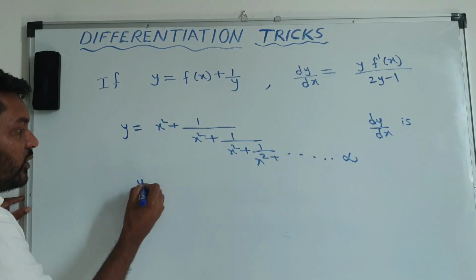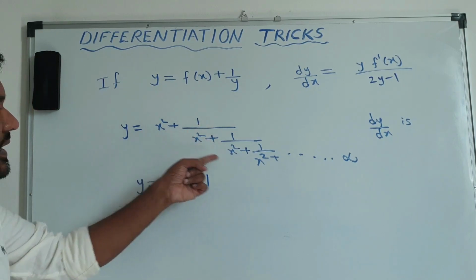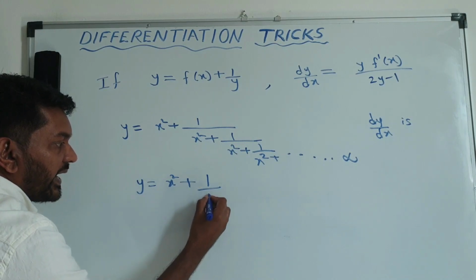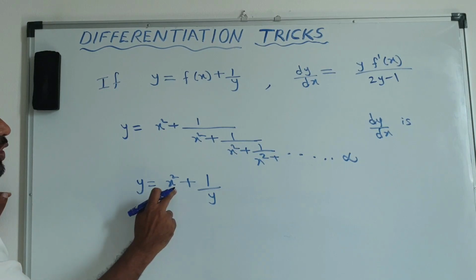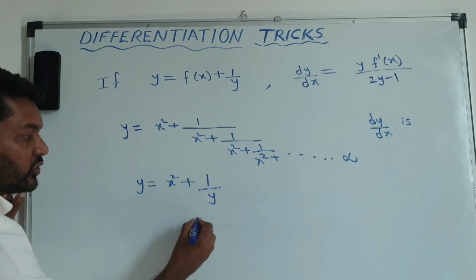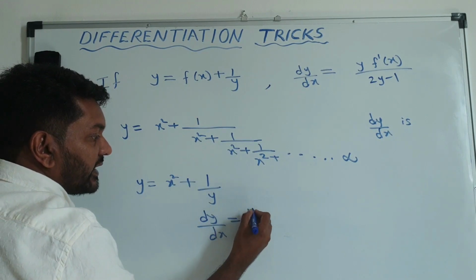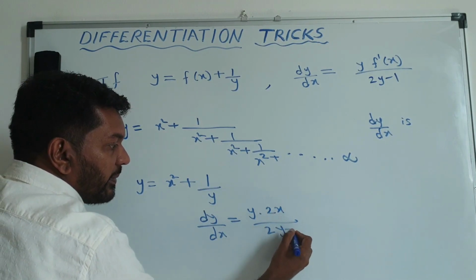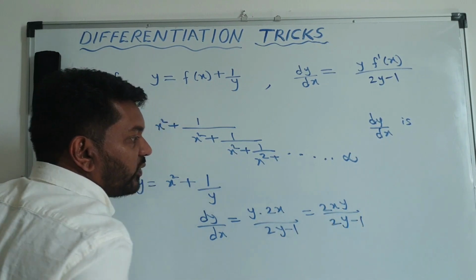This I can write as y equals x square plus 1 divided by, look at the remaining things, this is same as the y, so it will become x square plus 1 by y. Now it is in this form, y equals f of x plus 1 by y. F of x is x square, so directly you can write your dy by dx will be y into f dash x. So y into f dash x is 2x, divided by 2y minus 1. So 2xy divided by 2y minus 1 is the answer.